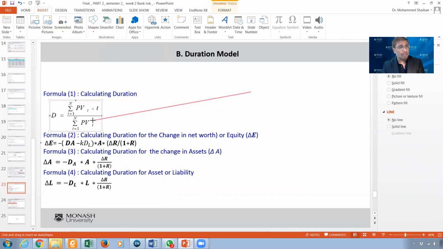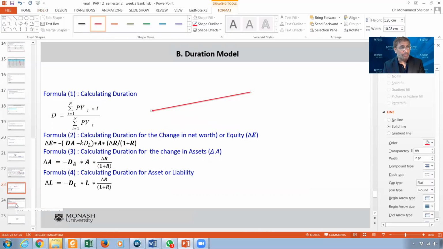This is step 1. Step 2, if I have the assets and liabilities, I can calculate now the change in equity, which is the impact on the balance sheet. So the change in asset, I can calculate the change in equity, assets and the change in liabilities if I like.